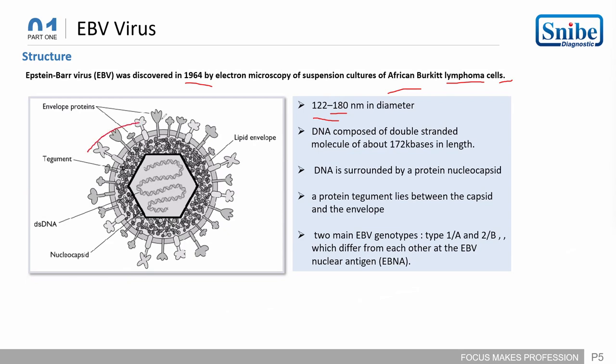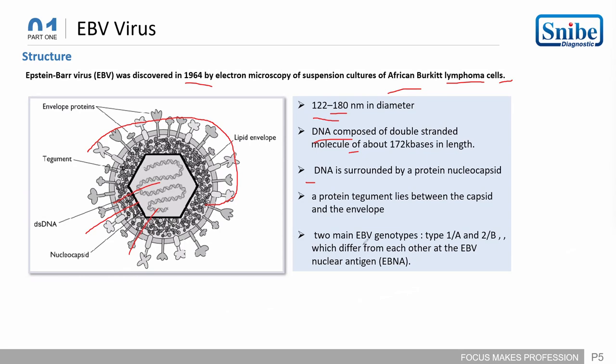The outer part has envelope proteins in a lipid envelope, with a tegument, and then double-stranded DNA and the nucleocapsid inside. The DNA is a double-stranded molecule of about 172 kilobases in length, surrounded by the protein nucleocapsid, and the protein tegument lies between the capsid and the envelope. So this is a double-stranded DNA-based virus called EBV virus.